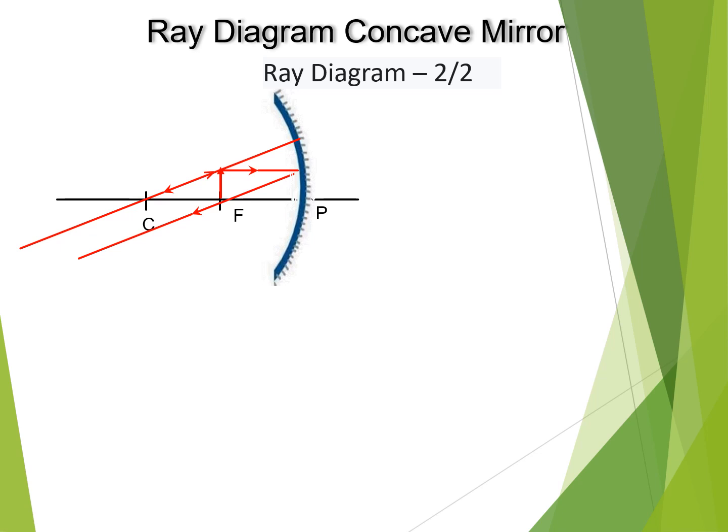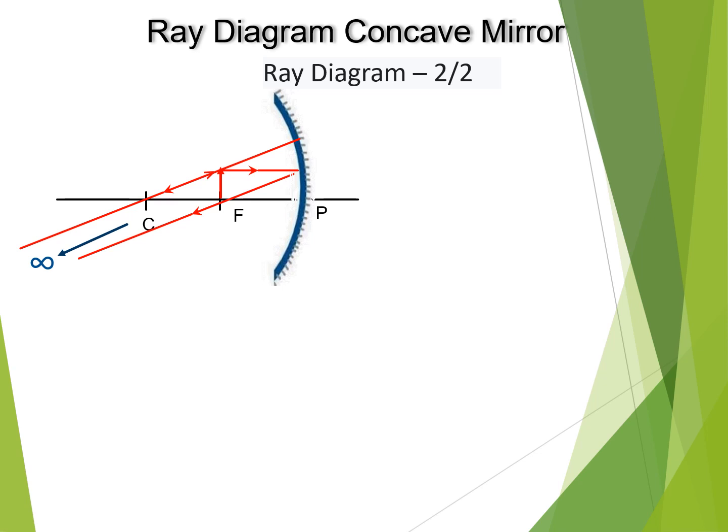If you see here, these two rays are parallel now. One ray passing through the focus point, second ray passing through the center of curvature. These two rays are parallel. So reflected rays are parallel. So the parallel rays will never meet. We'll say this will meet only at infinity.